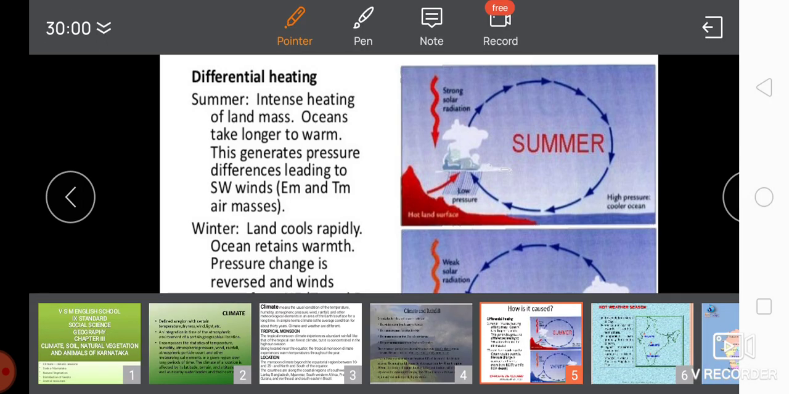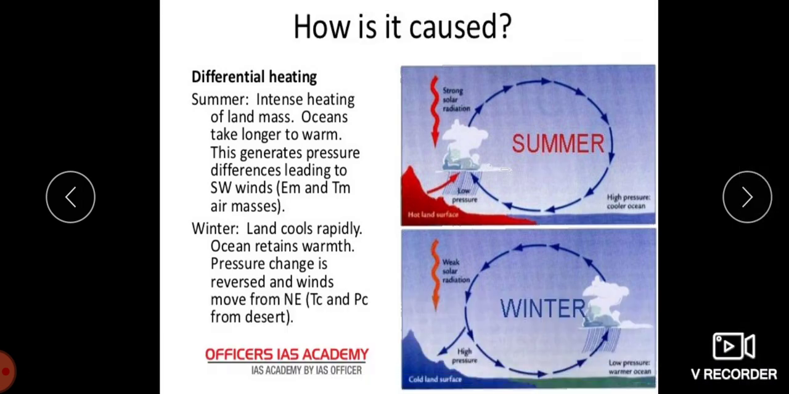We can see here, children, the intense heating of the land mass; oceans take longer to warm, and this generates pressure differences leading to the southwest winds. During the winter season, the land cools rapidly while the ocean retains the warmth. The pressure pattern is reversed and winds move towards the northeast.